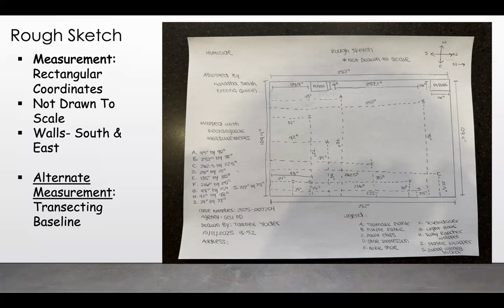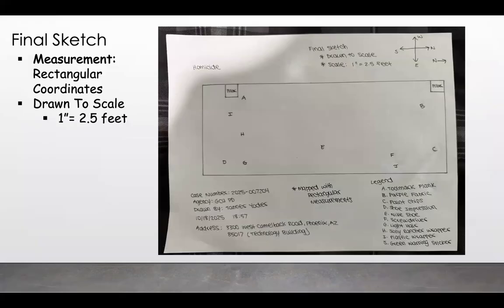And so this was our rough sketch that we created before we created our final sketch. And so for the final sketch, it is a lot simpler. We included how it was mapped and the techniques that were used for our final sketch. Since it is drawn to scale, we included our scale, which was 1 inch equals 2.5 feet.